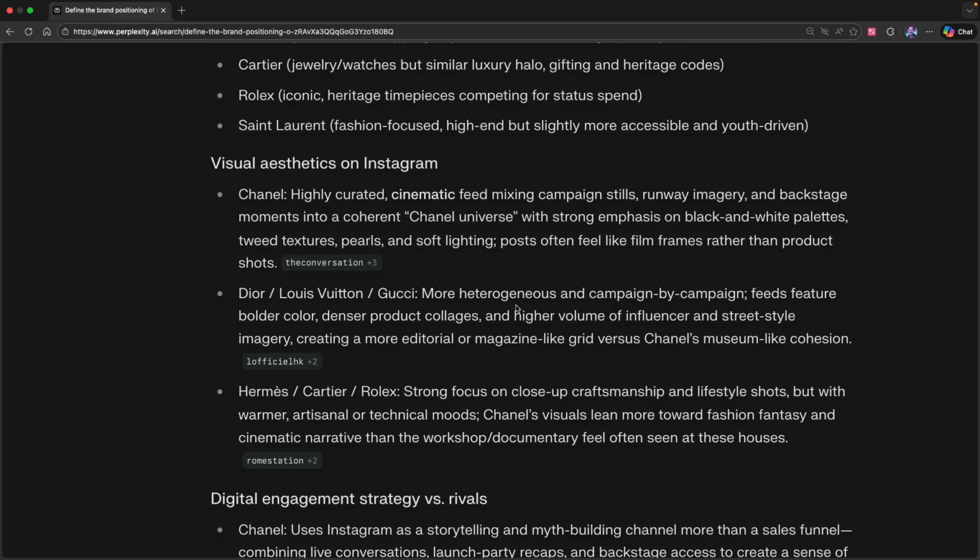Contrast that with Dior or Gucci. Their feeds are described as magazine-like, bolder colors, denser collage, more street style. So if you want to design for Chanel, do not make it busy. Keep it clean. Keep it monochrome. Make it look like a movie, not a catalog.